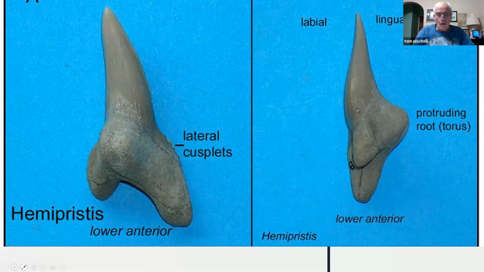Also note, looking at the labial side view, that would be the tooth on the right, on the left-hand side of that tooth. The left side from the root, the crown begins to curve in, but then as it gets closer to the tooth's tip, it curves slightly back out again. What purpose do you think that served? Hold on to that thought. Next, please.